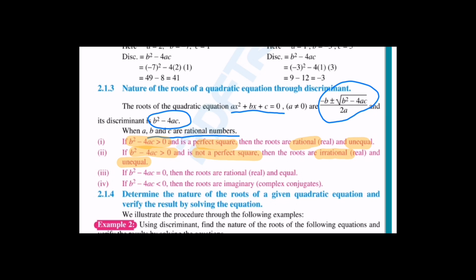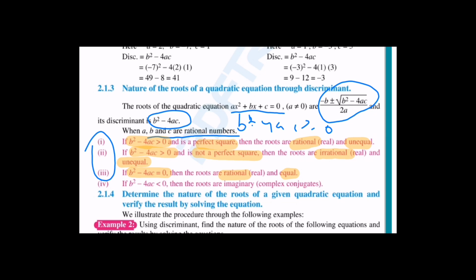In the third case, if the discriminant is equal to 0, then the roots are rational and will be equal. Means in these 3 cases, roots will be real. Means if b square minus 4ac is greater than or equal to 0, then roots will be real.